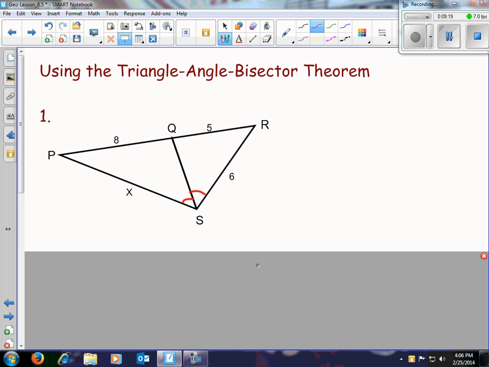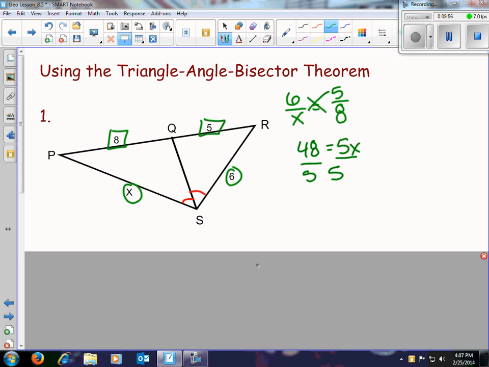Now for our last example. So this example, I know that these pieces are proportional with these two pieces. So I can write a proportion that says 6 over x. So I have my 6 over x is equal to 5 over 8. Now notice that I'm using the right-hand side and then the left-hand side. So 5 over 8. Now I can cross multiply. So I have 6 times 8, which is 48, equals 5x. Divide by 5 on both sides. So I get x is equal to 48 divided by 5.